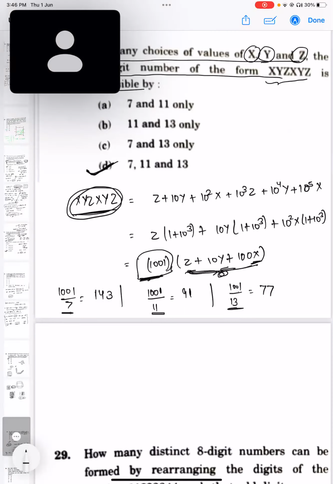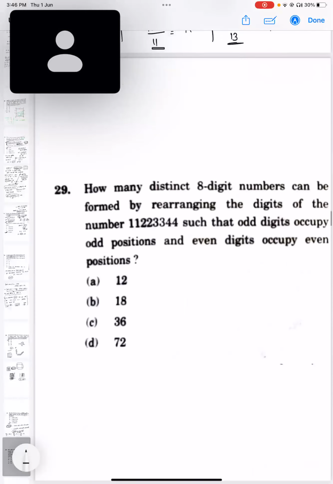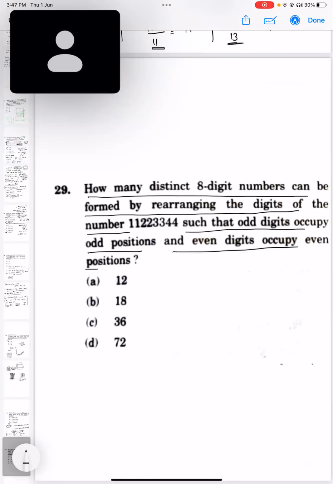Fine. Let us proceed to the next question. How many distinct 8-digit numbers can be formed by rearranging the digits of the number 11223344 such that odd digits occupy odd positions and even digits occupy even positions?